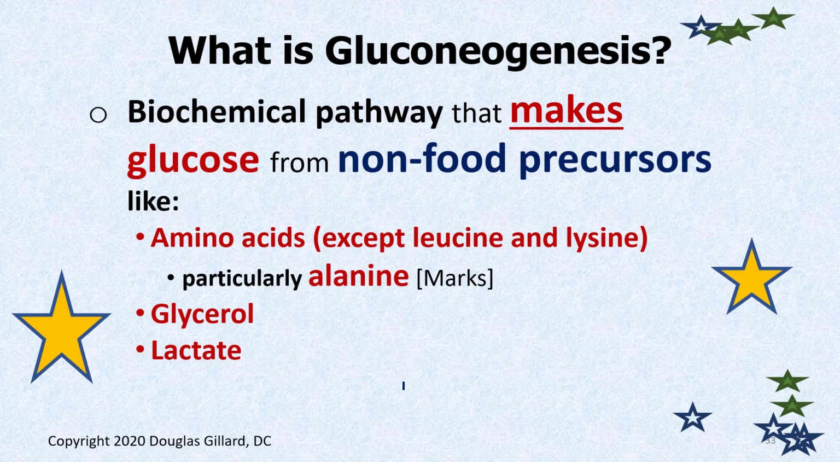So, what is gluconeogenesis? Well, it's a biochemical pathway that makes glucose from non-food precursors, like, again, amino acids, glycerol, lactate. And we'll get into this more in the next lecture, but of the amino acids, leucine and lysine don't play the game. You can't use them to make glucose. That's a great board question, right? You can't run those through gluconeogenesis, which is strange. Alanine is one of the favorites, really easy to make glucose out of. Yep, so that's the story there.